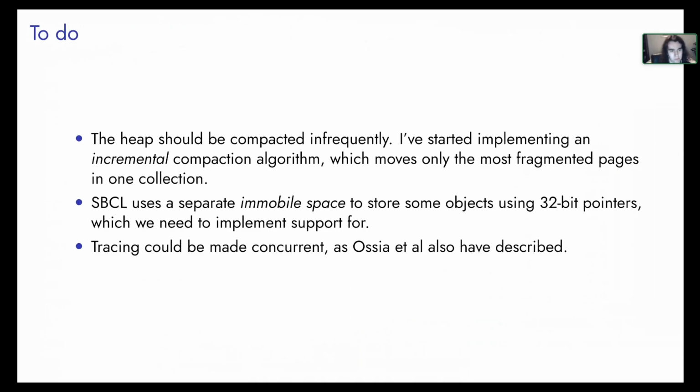SBCL also uses another space for another heap called the immobile space, which it can use to store some objects using 32-bit pointers, which we also have to support at one point. This is used for object headers to store the pointers to layouts of objects, and also for having constants in compiled code. This reduces the space overhead for both of these. As mentioned before, we can also follow the Ossia et al. garbage collection algorithm in order to make the tracing concurrent, which would also help with pause times.